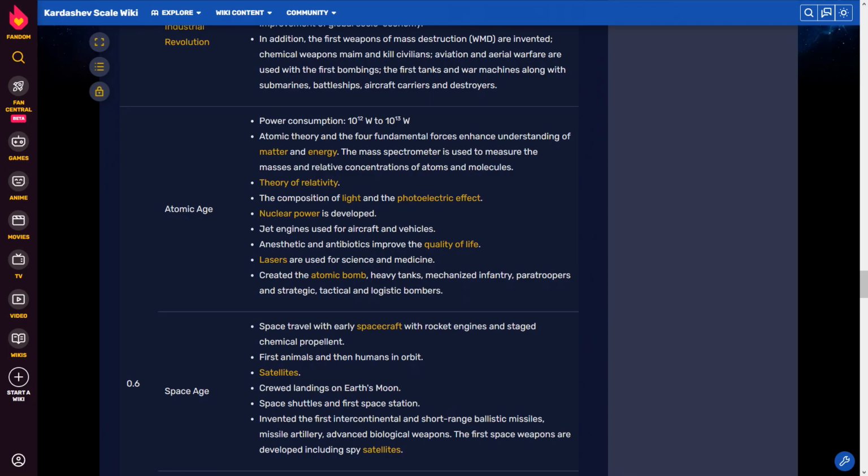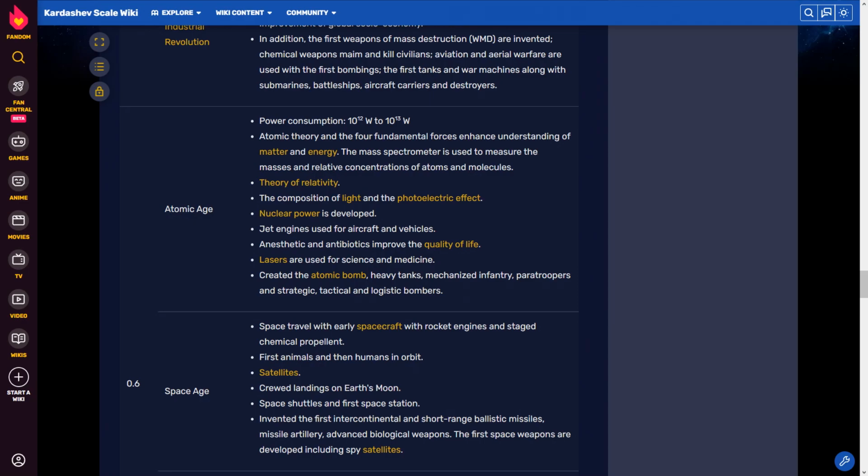Now we've reached the atomic age. It goes from the 12th to the 13th. Atomic theory and the four fundamental forces enhance understanding of matter and energy. The mass spectrometer is used to measure the masses and relative concentrations of atoms and molecules. Theory of relativity. The composition of light and the photoelectric effect.